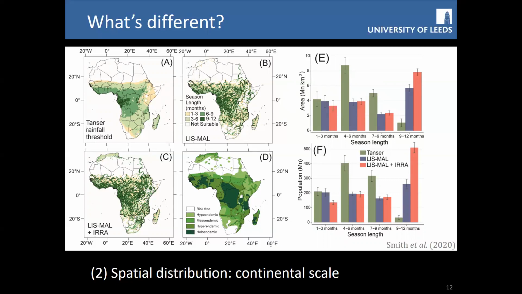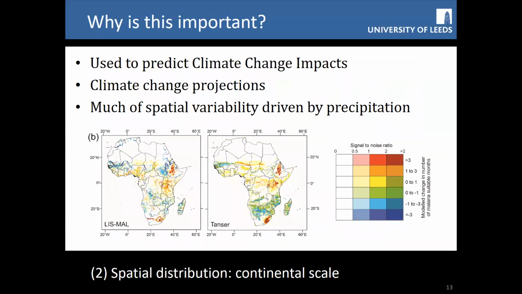But why do we need to do this at all? Why would we care? Well, the problem is we need to understand what's causing the patterns we see today in order to predict them into the future and see what the impacts of climate change might be. So if we apply this model to climate change projections and compare it against the rainfall threshold approach, we can see quite a big variability. The blues here are where malaria is getting better, it's becoming less of a problem. The reds, it's becoming worse. And the more intense the color, the more our different climate models agree that it's getting better or worse. So this is up to 2100 under an extreme warming scenario.